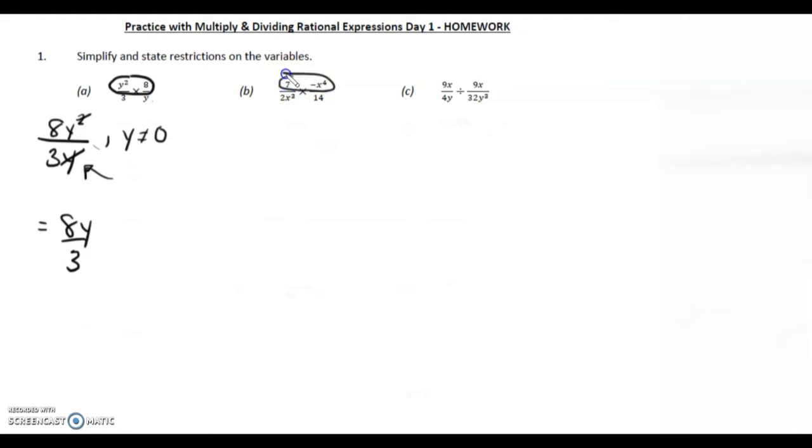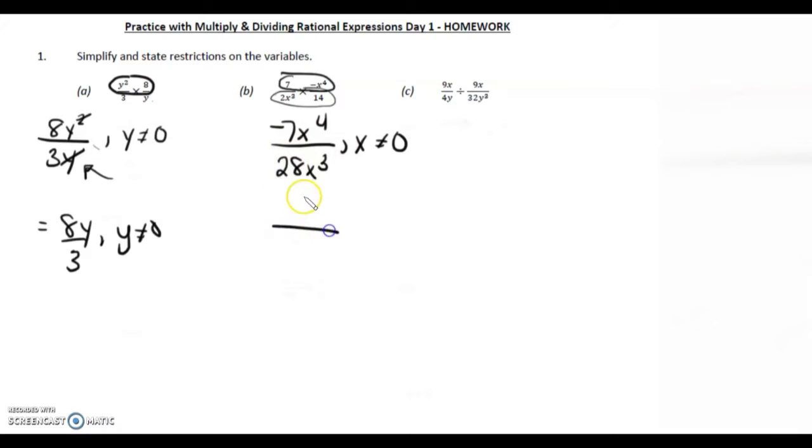Okay, for b, we multiply the numerators, so negative 7x to the 4, divided by, and we're going to get 14 times 2 is 28x to the 3. Okay, so x does not equal 0. Oh, I should have put that here for the final. So x does not equal 0 because x is part of a monomial in the denominator. And if we divide negative 7 by 28, we get negative 1/4.